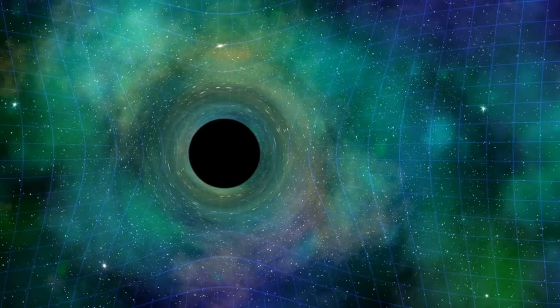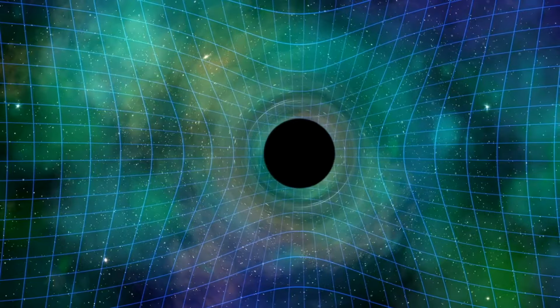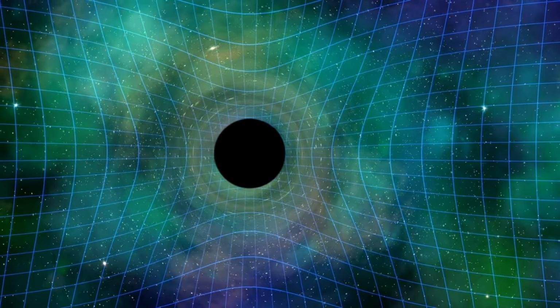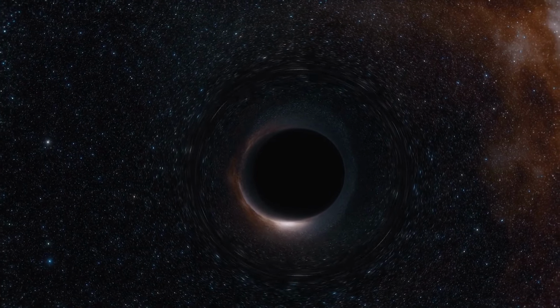Black holes are also known to have a profound effect on the space-time around them, warping it and causing it to bend. This can cause nearby objects to move in strange and unexpected ways.